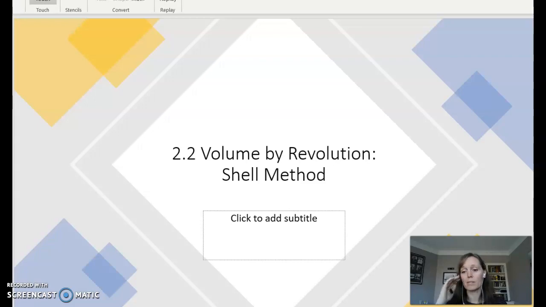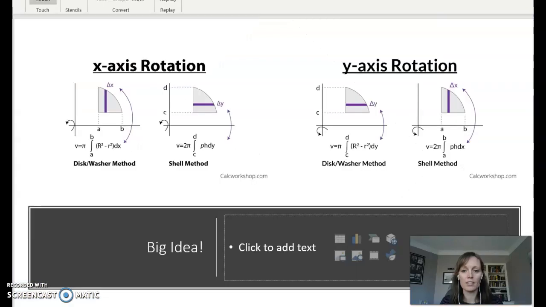All right, so the next method for volumes of revolution is the shell method. Let's take a look at what this looks like. So the shell method is taking layers like an onion, if you can imagine an onion. That's actually the perfect thought process for the shell method. It's taking layers one at a time.